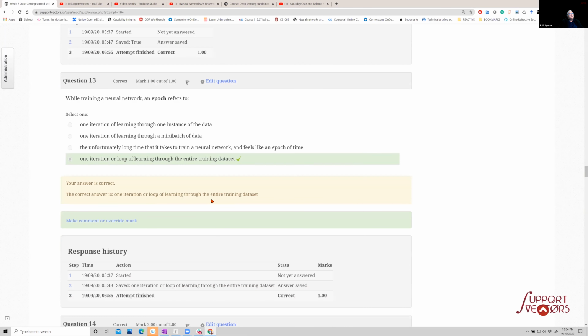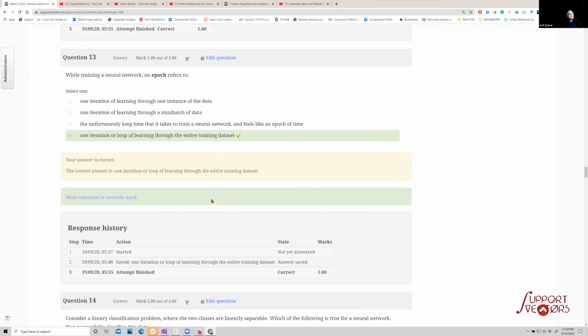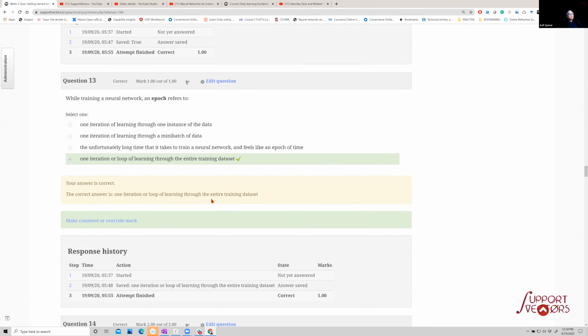While training a neural network, an epoch refers to, well, that's what it is. It's literally the definition. You have completed an epoch when you have gone through the entire data set once. Whether you do batch gradient descent, in which case your epoch is one step, whether you do mini batch gradient descent, in which your epoch is many steps, or you do stochastic gradient descent, where your epoch is made up of n steps, where n is the size of the data.